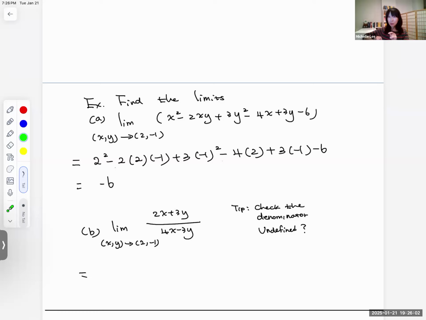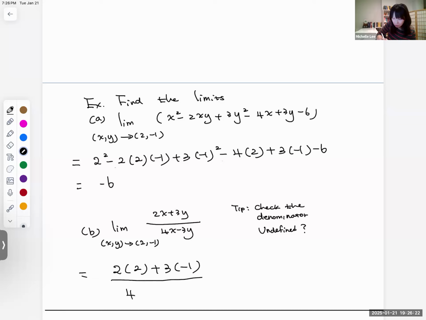So 4 times 2 minus 3 times -1, which is 11. So that's not 0. Then we can just apply the limit. So 2 times 2 plus 3 times -1 over 4 times 2 minus 3 times -1. So the denominator is 11 and the numerator is 1. Very good. Good job.